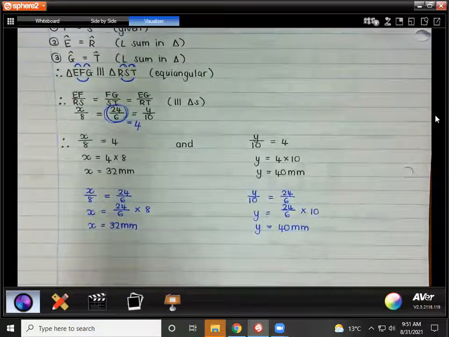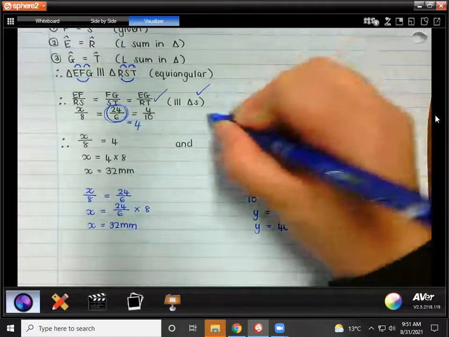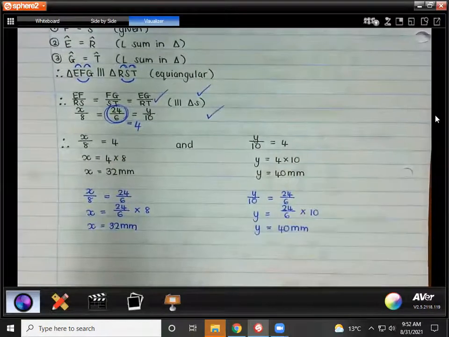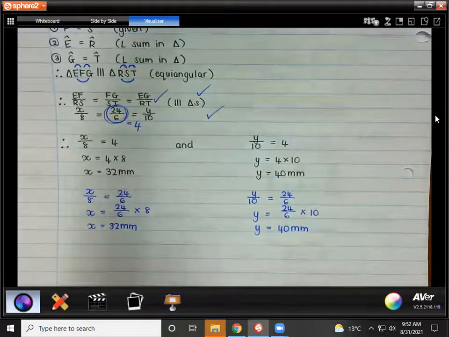You have to put that in, they get marks for that. 1, 2, 3 for subbing in, and then you get marks there. So if you leave all of this out, you're going to miss or lose out on 3 marks.